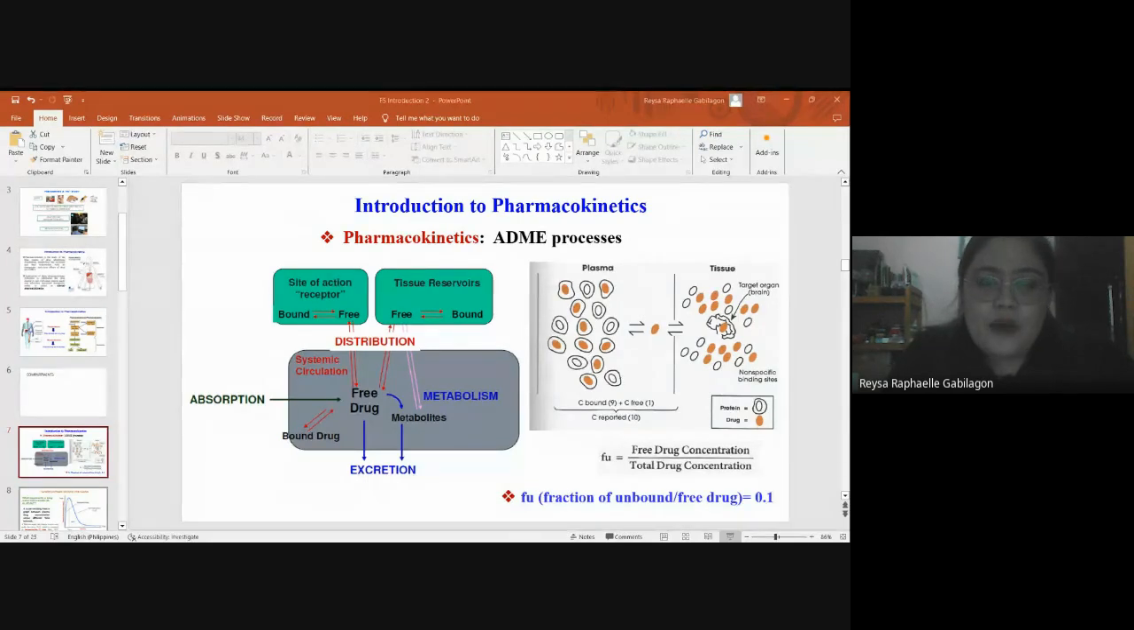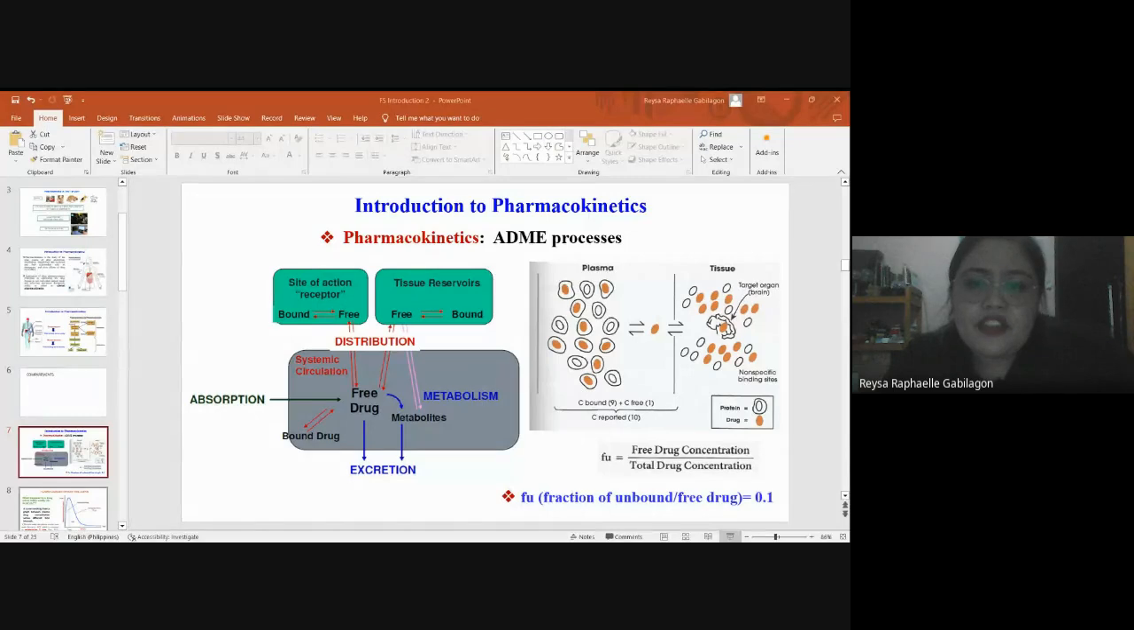So this is how we are going to use the half-life in determining when we are going to achieve the steady state concentration. So as you can see on the graph, at the first half-life, you will achieve 50% of the target steady state concentration. And it will actually take 5 half-lives before you at least reach 97% of the steady state concentration.